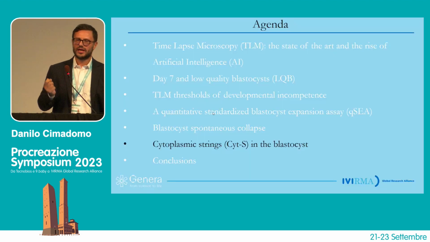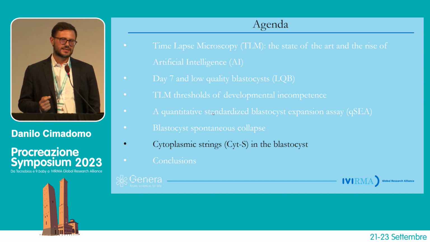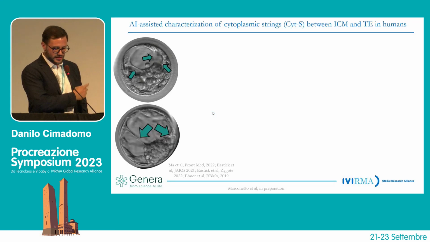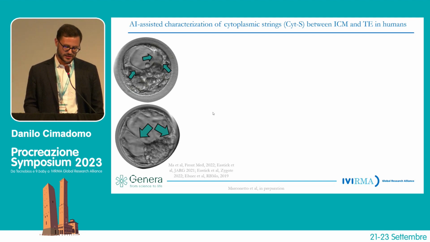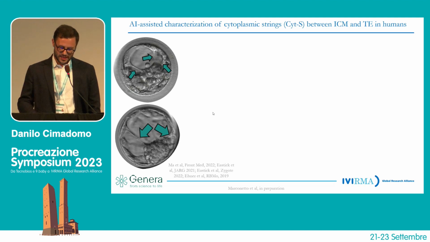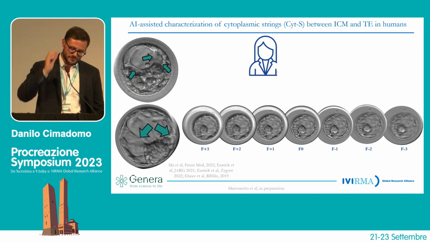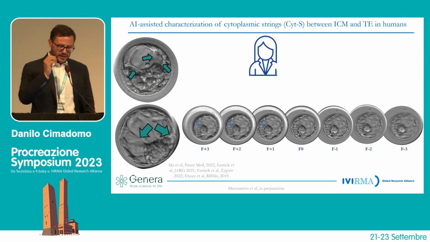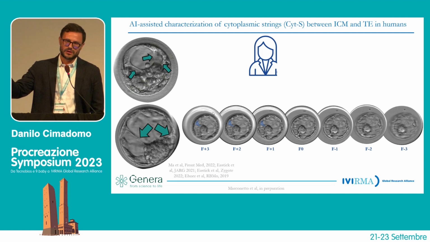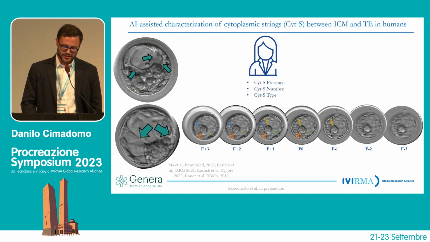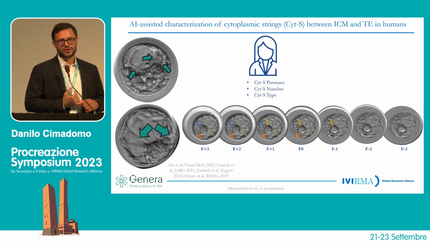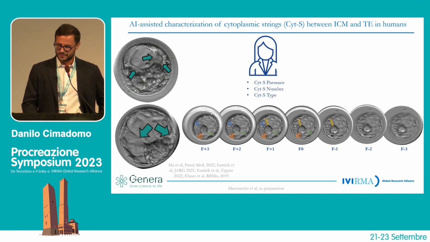Last thing we're looking into, that we presented at ESHRE this year, is cytoplasmic strings in blastocysts. These are cytoplasmic projections that you can see in these slides between the inner cell mass and the trophectoderm. We had a physical operator in our lab who was spotting, across the 7 focal planes of an embryoscope video for each embryo, and for each frame from blastulation onwards, each cytoplasmic string, as you can see in this sequence of pictures. And he was taking notes of their presence, their number, their type.